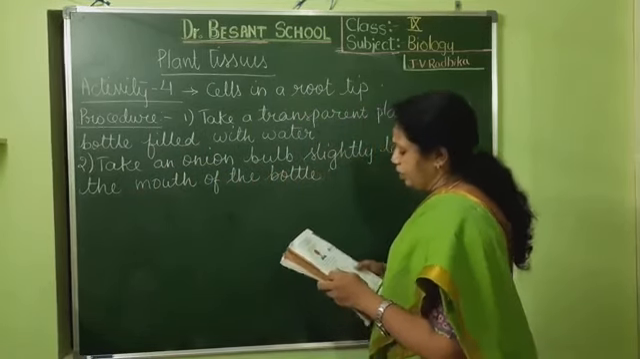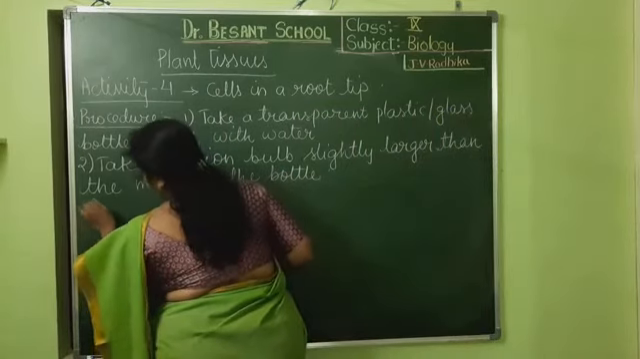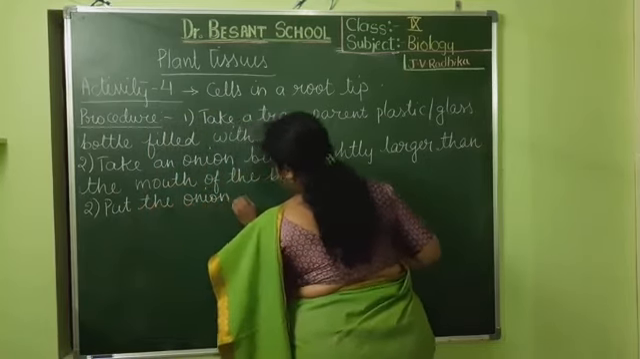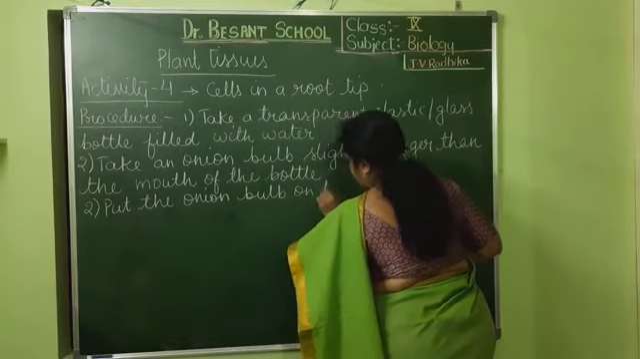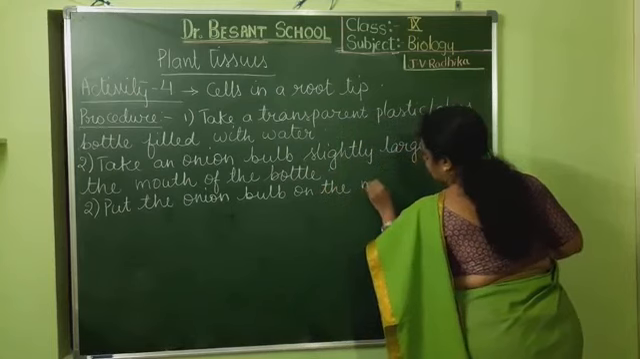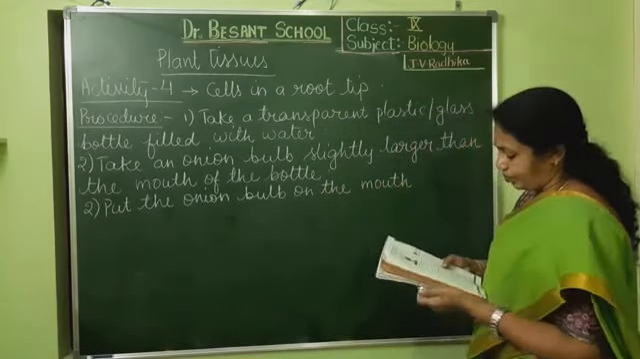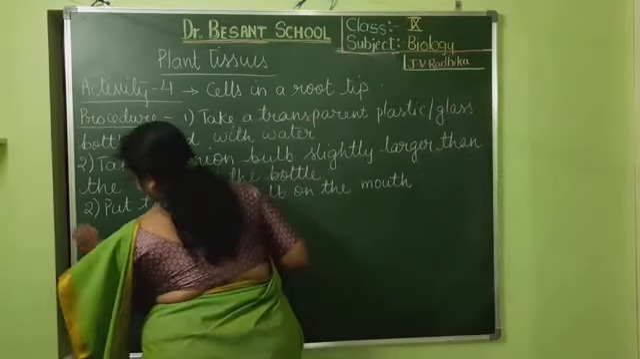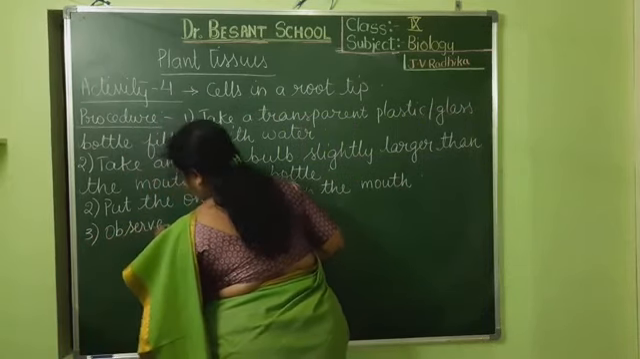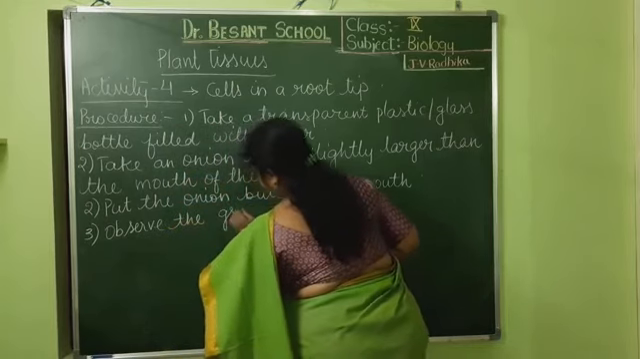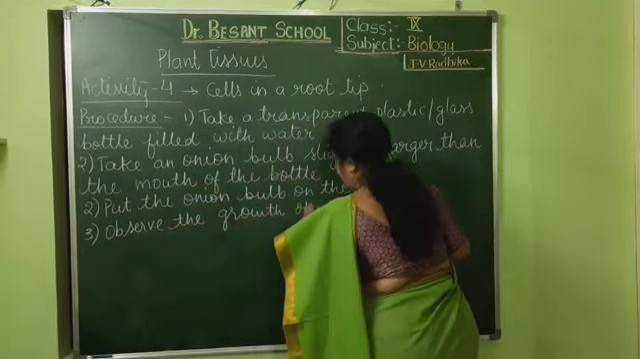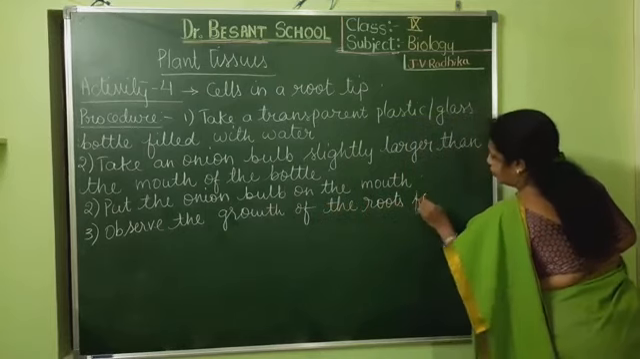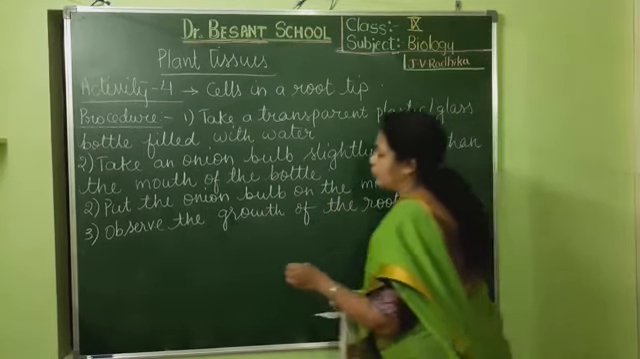Put the onion bulb on the mouth. Observe the growth of the roots for a few days.